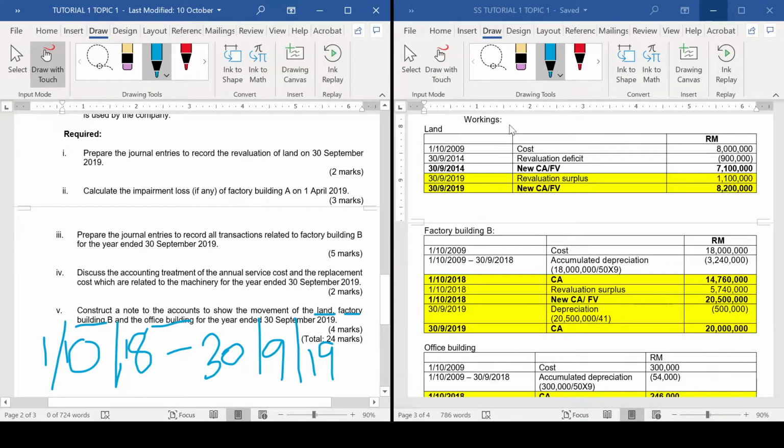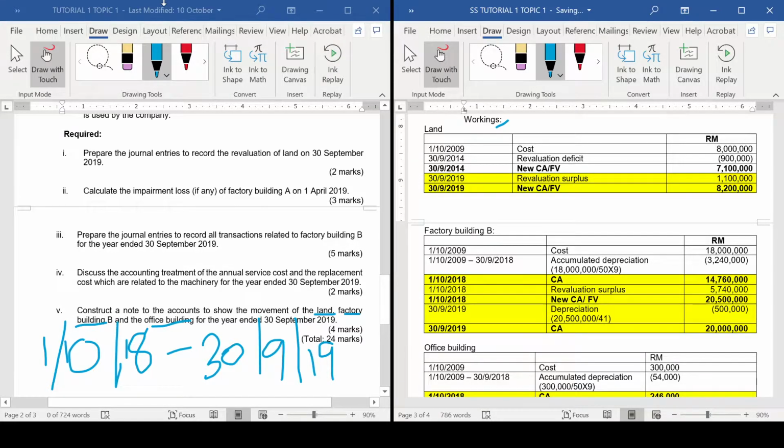So we have here working for land, factory building B and office building. For every working we have to start from the cost on the purchase date. Coincidentally the land, factory building B and office building were purchased on the same date, which is on 1st October 2009. And the cost of land is 8 million, factory building B is 18 million, office building is 300,000.